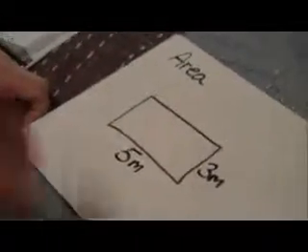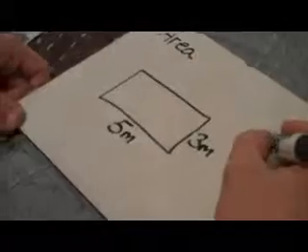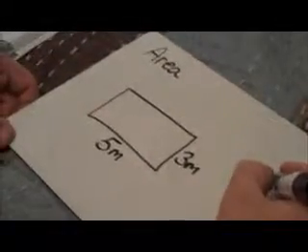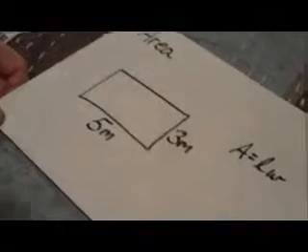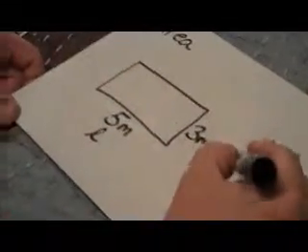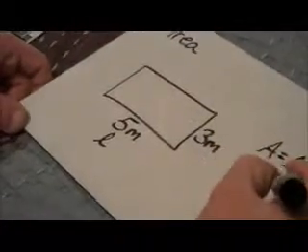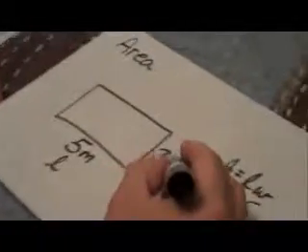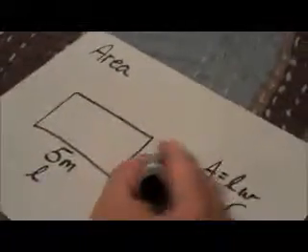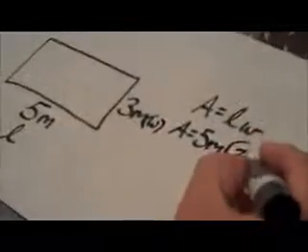The first thing we need to do always when we are determining area is write the formula. Area equals length times width. As I can see, my length is going to be 5 meters, so I'm going to plug in my 5 meters. I have my width, which is represented by 3 meters, as such.